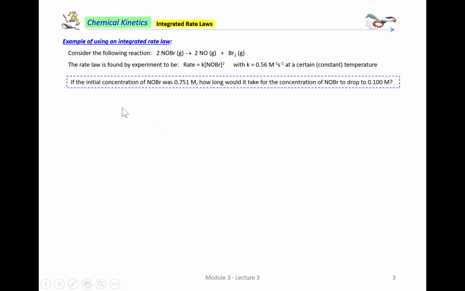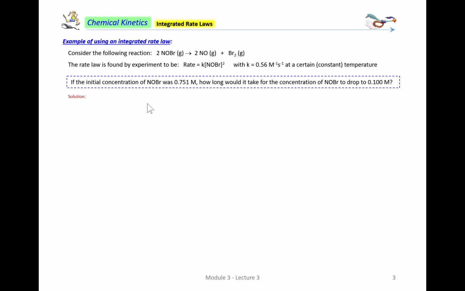The integrated rate laws allow us to answer the following question. If the initial concentration of this reactant, NOBr, was 0.751 molar, how long would it take for the concentration of this reactant to drop to 0.1 molar? Well, can we use our integrated rate laws or one of them to solve this?